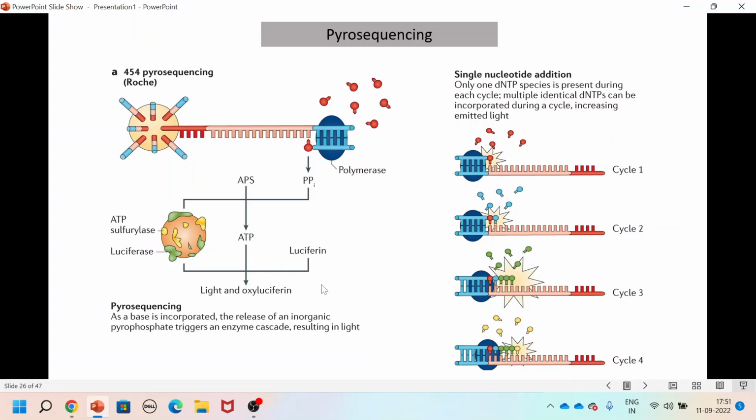So based on the emission of light, we can record the nucleotide which is getting attached. So it is a single nucleotide addition. Only one dNTP species is present during each cycle.